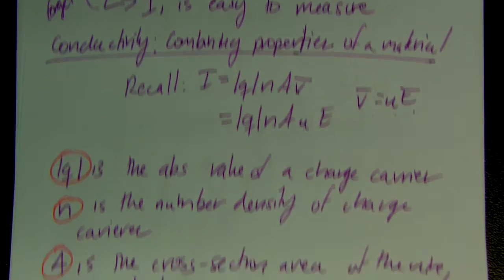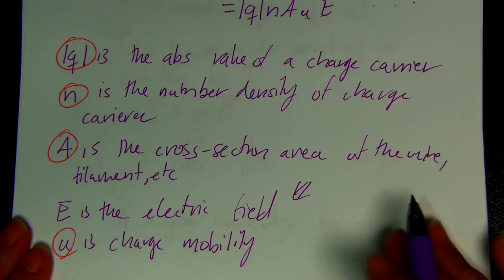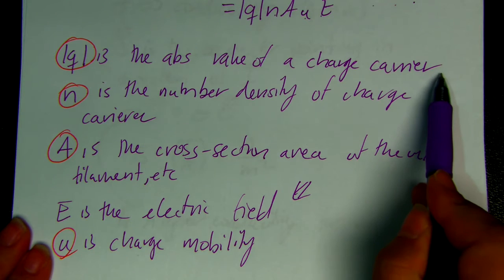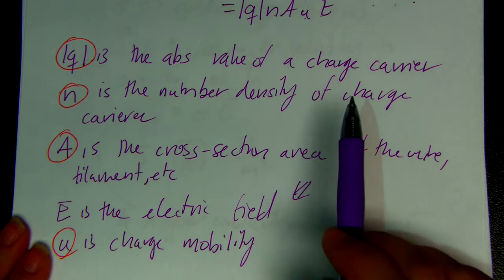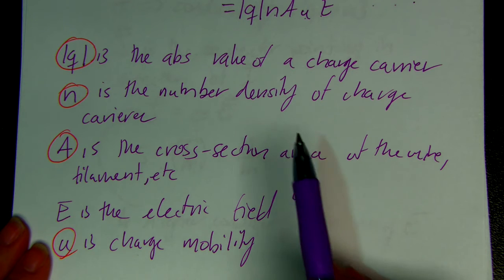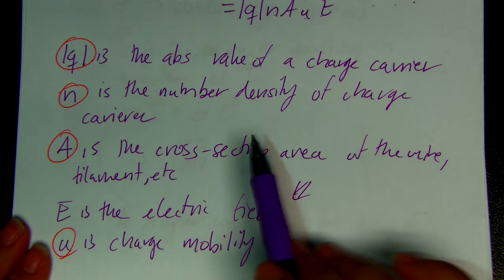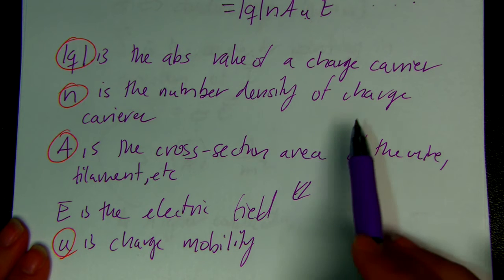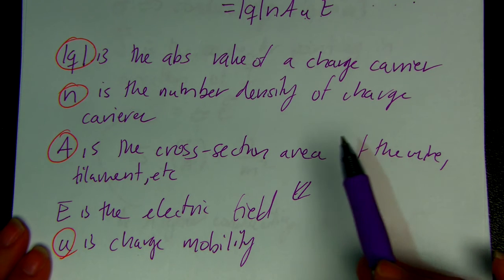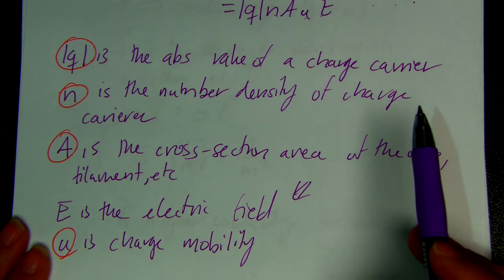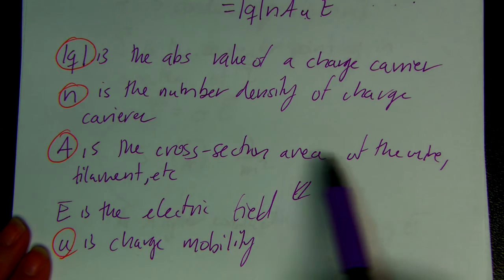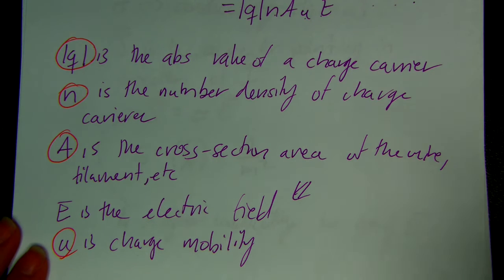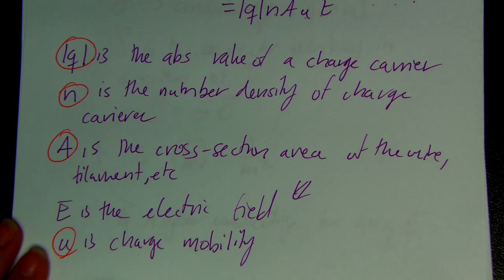So let's look at the different features. Q is the absolute value of the charge carrier, N is the number density of the charge carrier. And remember, if it's a metal circuit, it is probably an electron. However, ionic solutions can also conduct current, and they might have a current with positive ions or ions that are multiples of a charge. So N more specifically is that number density. A is the cross-sectional area of the wire, filament, or whatever it is that you are conducting this current through. E is the electric field, and U is charge mobility.